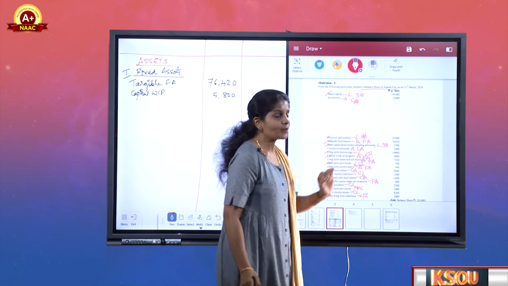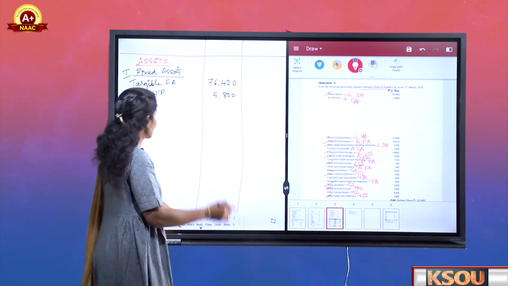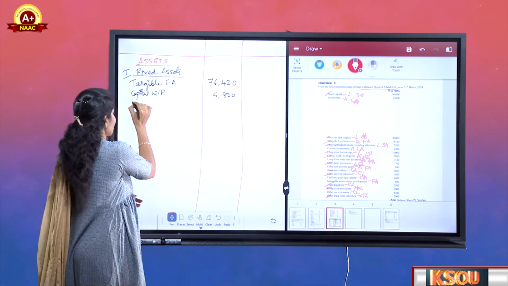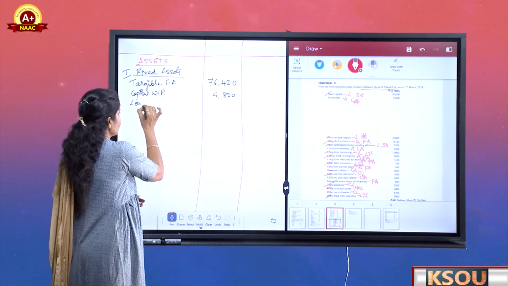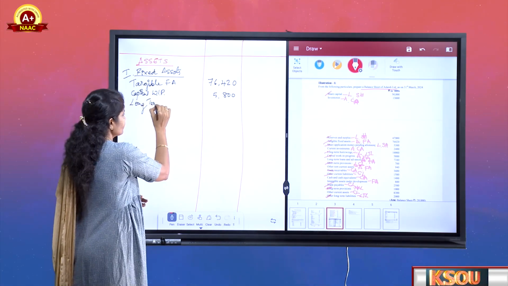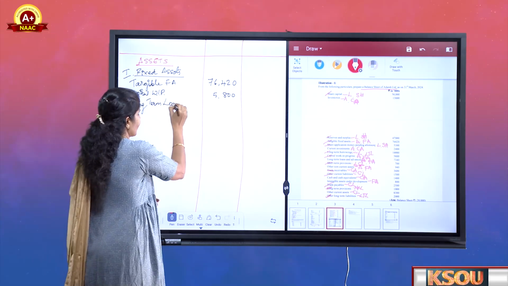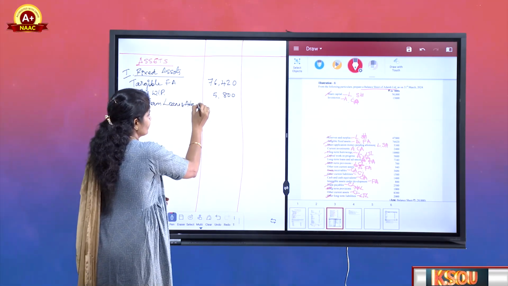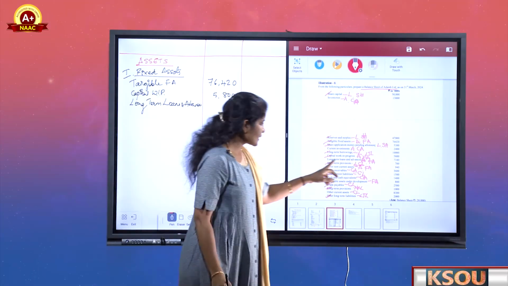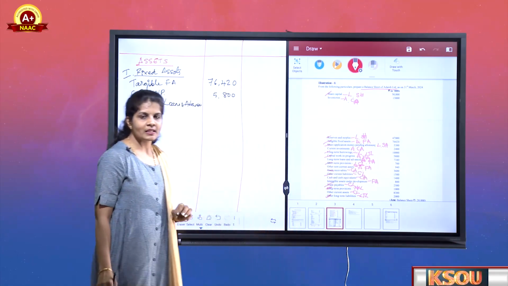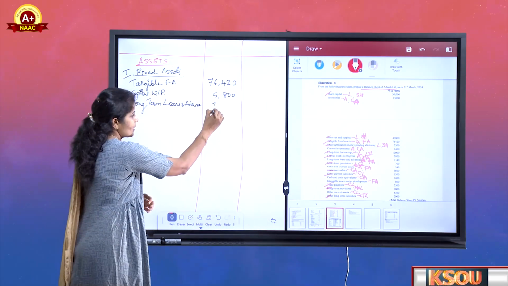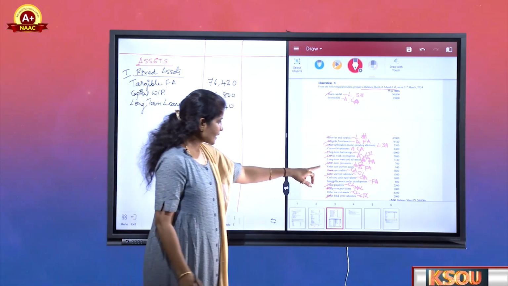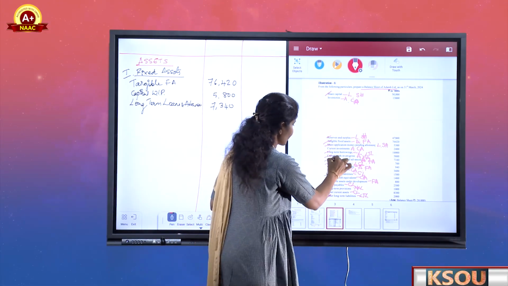Then long-term loans and advances is also a long-term asset. Long-term asset is nothing but a fixed asset. Let us take that here only. Long-term loans and advances, it is 7,340. Next is other non-current asset.